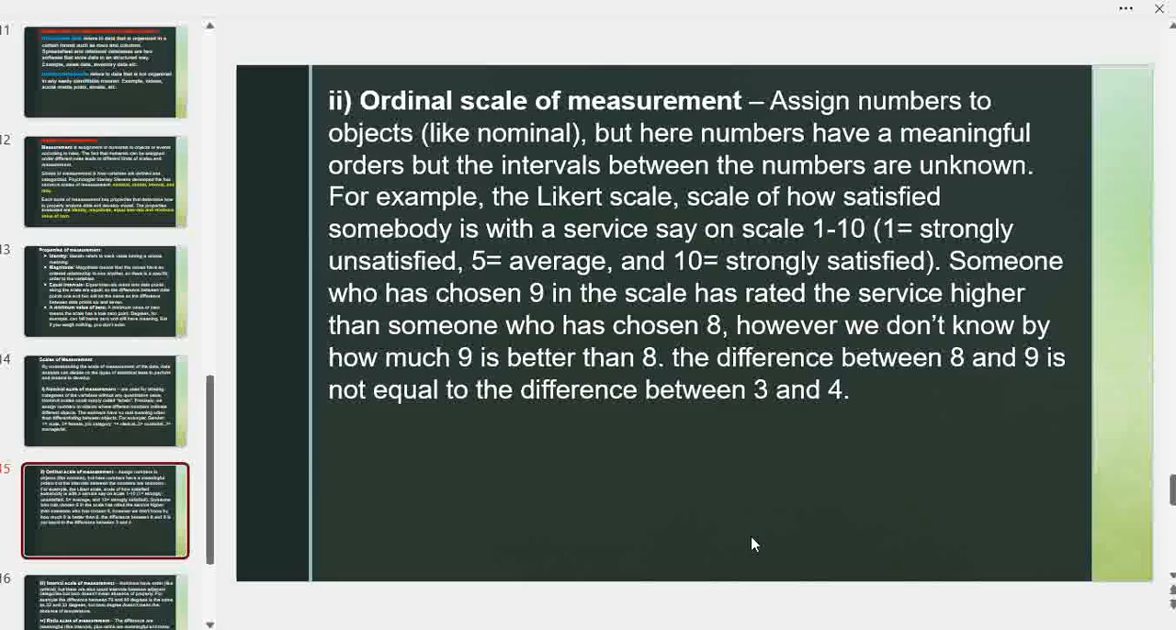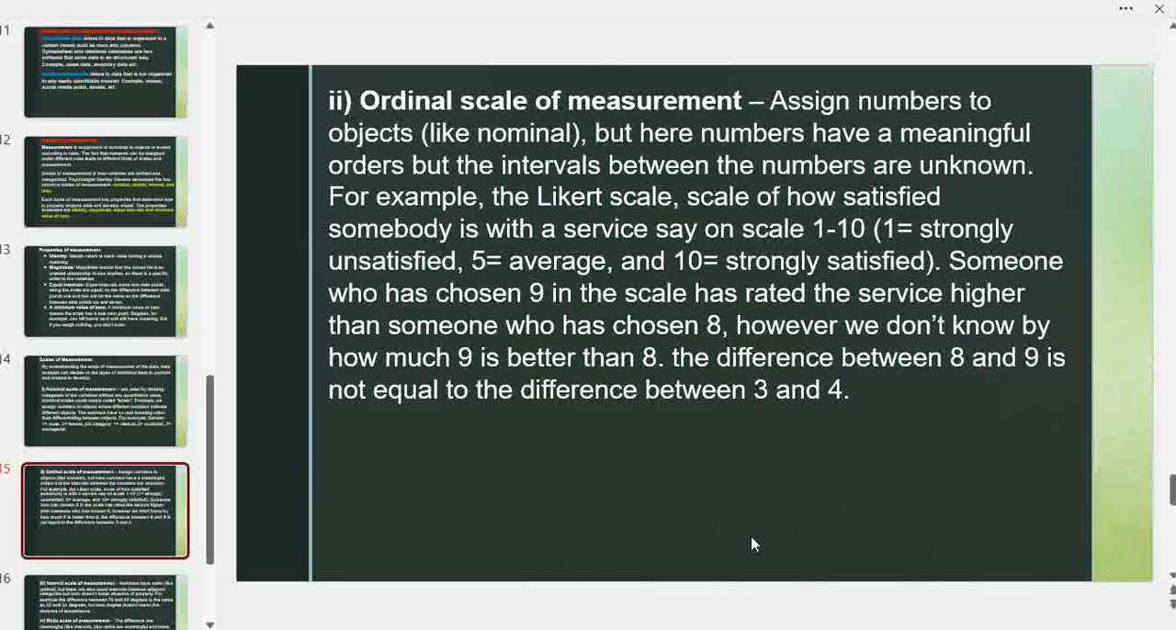And I know for sure that if someone has rated me 9 and another person has rated me 8, the one who has rated me 9 has rated me higher than someone who has rated me 8. And if someone has rated me 3 and another person has rated me 4, I know 4 is better than 3. But the difference between 4 and 3 might not be the same as the difference between 8 and 9. These differences are not the same. So in that case, we are dealing with the ordinal level of measurement.